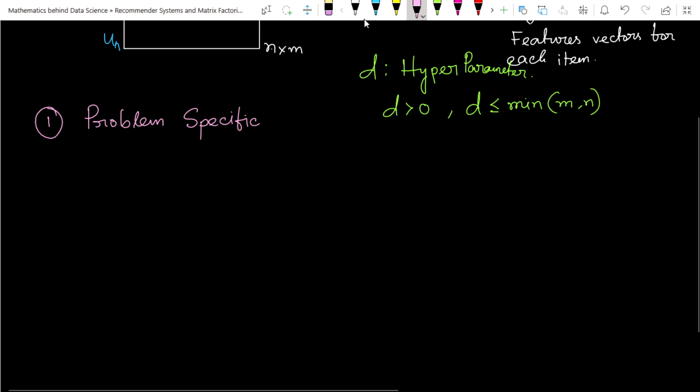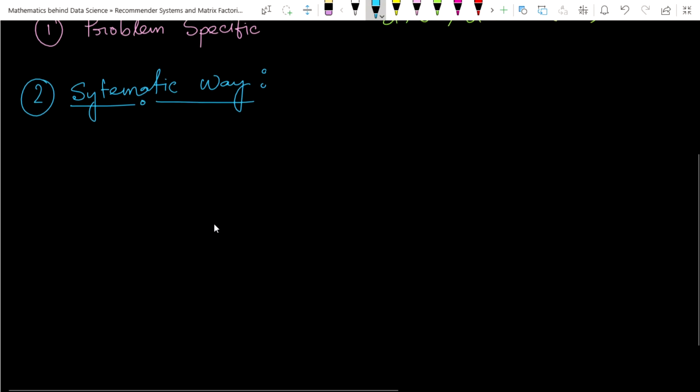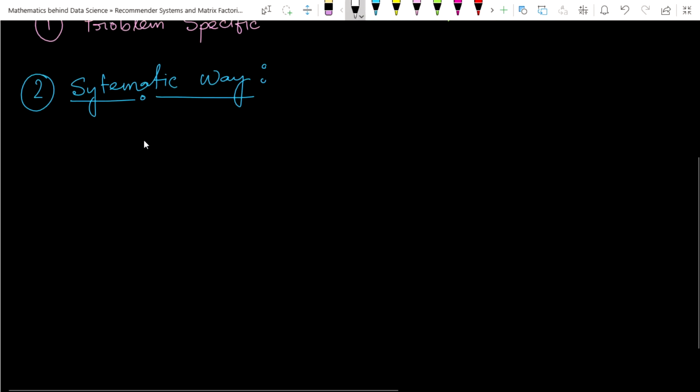The second is the general-purpose method, a systematic way to choose this d. Let's try to understand this systematic way. What is actually our optimization problem? If you remember the previous lecture, the mathematical optimization problem that we got.